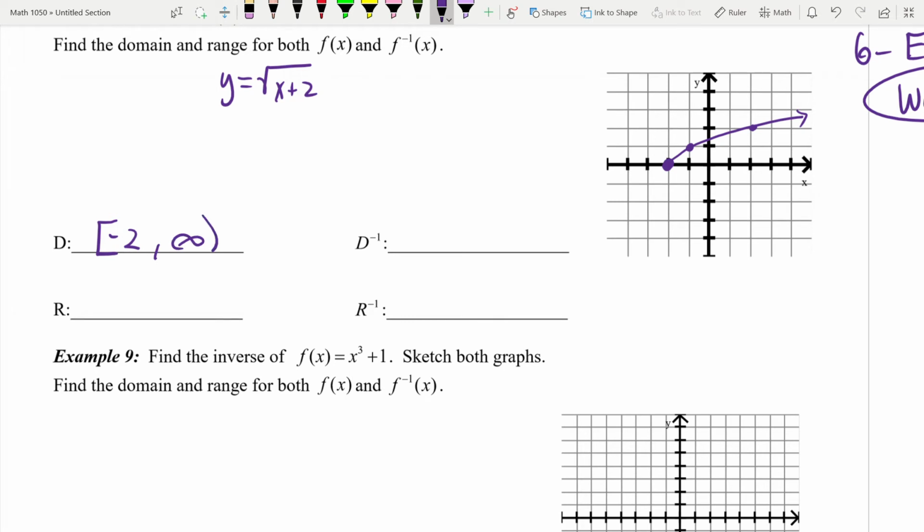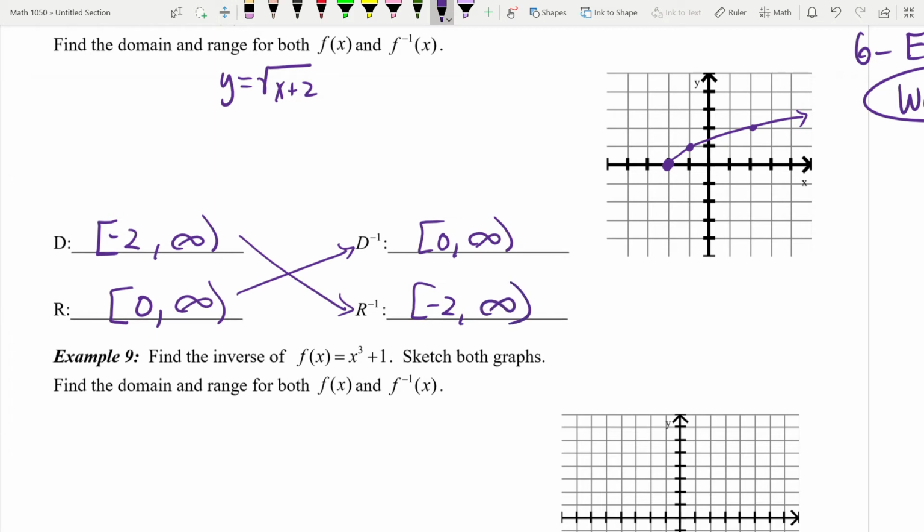Range is y. Start low. What's the smallest y that touches it? 0. Does it touch it? Yes. See how clear my bracket is? And it goes up forever. The next thing I want you to do is domain and range of the inverse. Now, I wouldn't actually do this on my quiz or test, but I just want you to know that 0 to infinity is exactly the domain of the inverse. The -2 to infinity is exactly the range of the inverse.